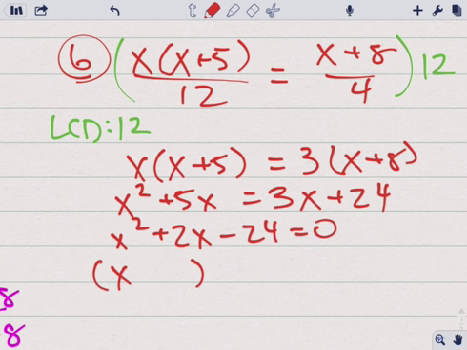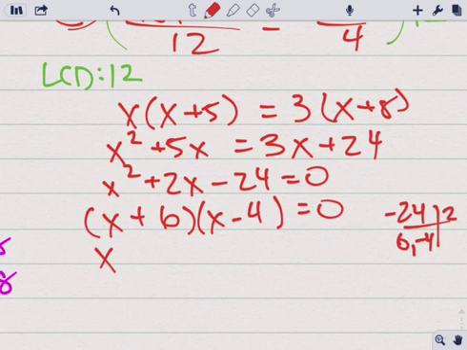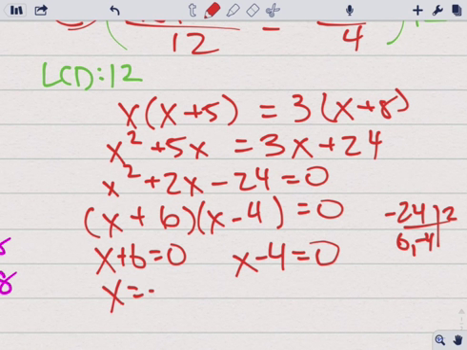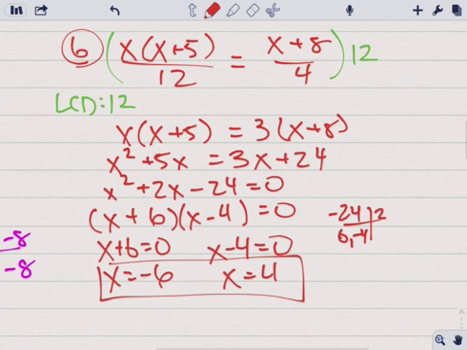This is a little bit easier to factor. So factors of negative 24 that add to 2, and that's 6 and negative 4. Going from there, I use my zero product property, say x plus 6 equals 0. x minus 4 is equal to 0. So x is equal to negative 6, x is equal to 4. And those are your solutions. There's the whole problem in its entirety.